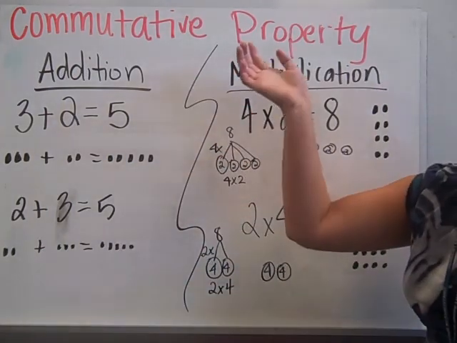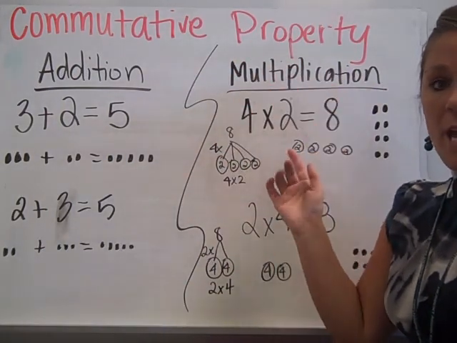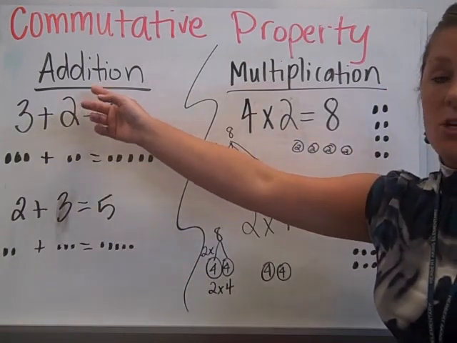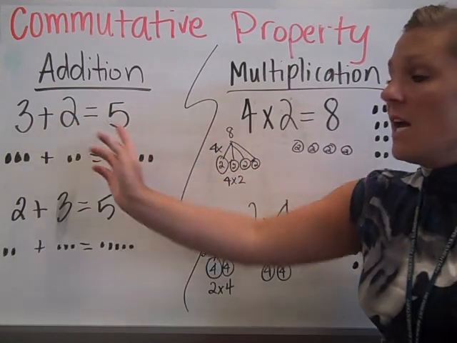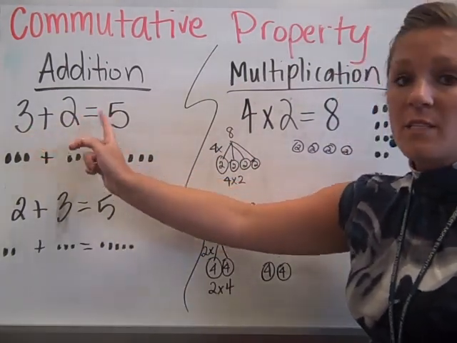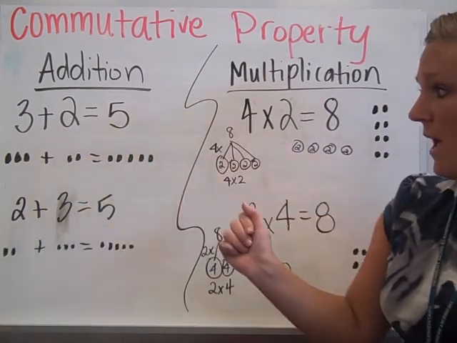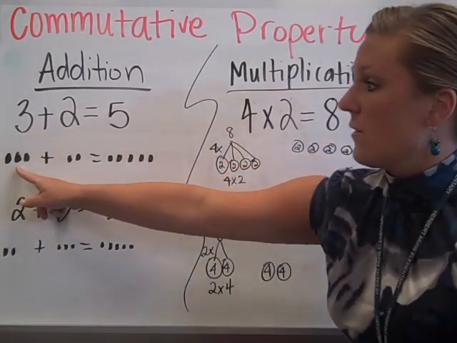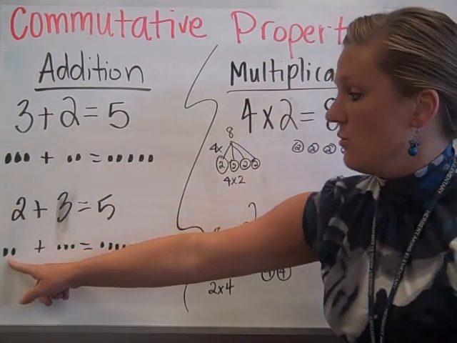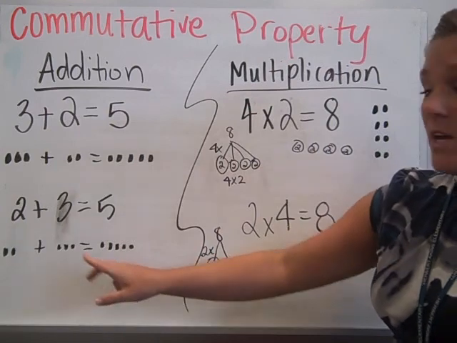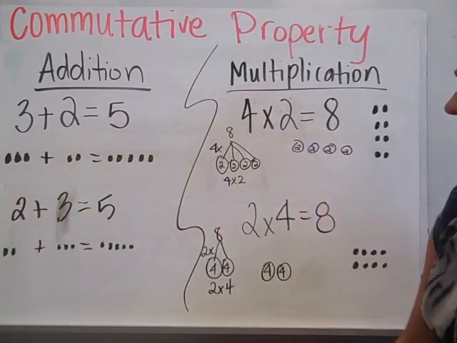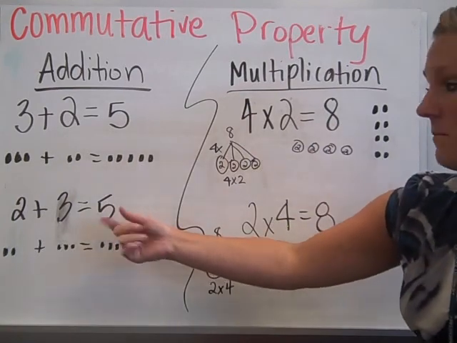Alright, and now also there's a commutative property of multiplication. If you think back to the first few weeks of school, we talked about the commutative property of addition. And this just states it does not matter the order of these numbers, you're going to get the same outcome. Okay, so 3 plus 2 equals 5, just like 2 plus 3 equals 5. So the order in which I put these numbers does not matter. I will still get the same outcome, in this case the same sum.